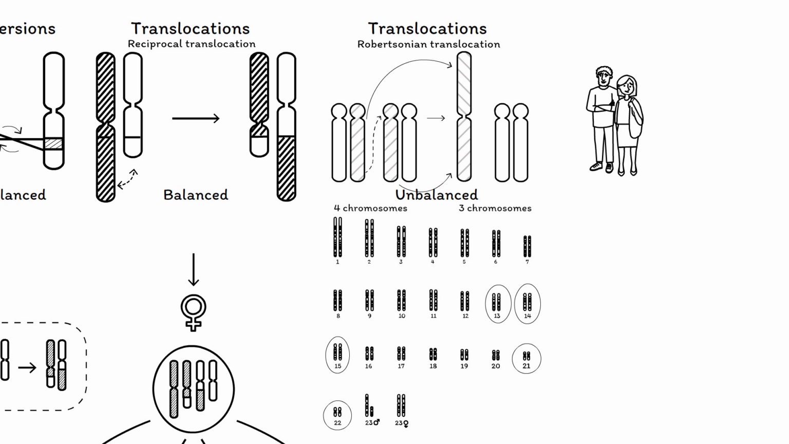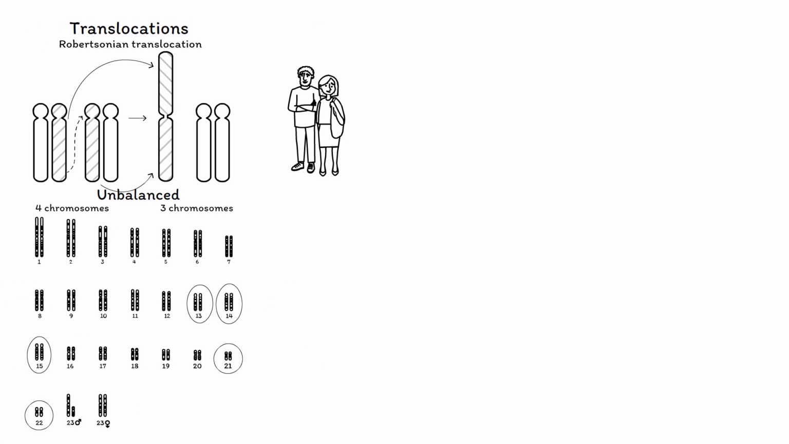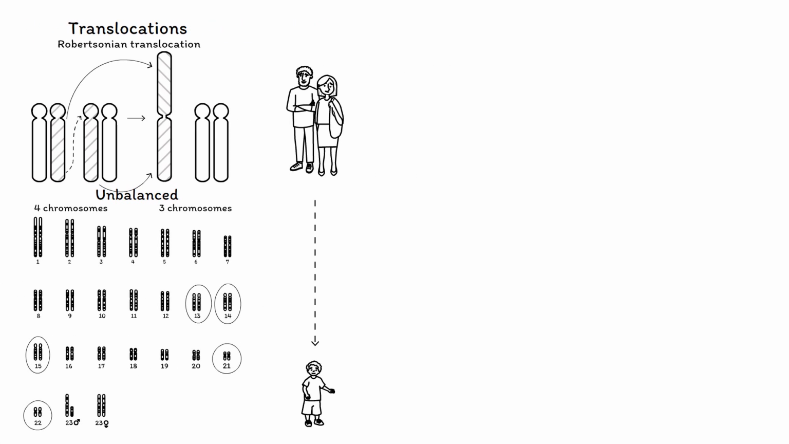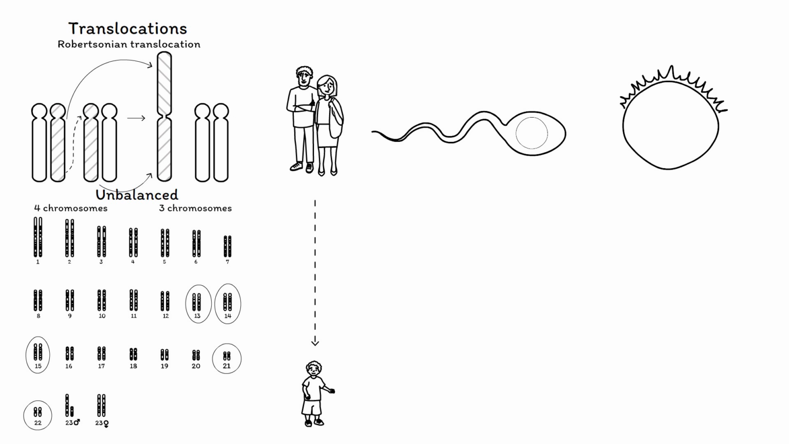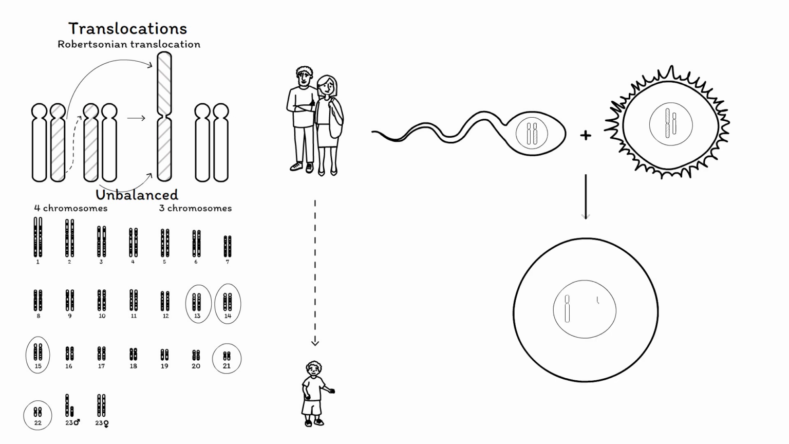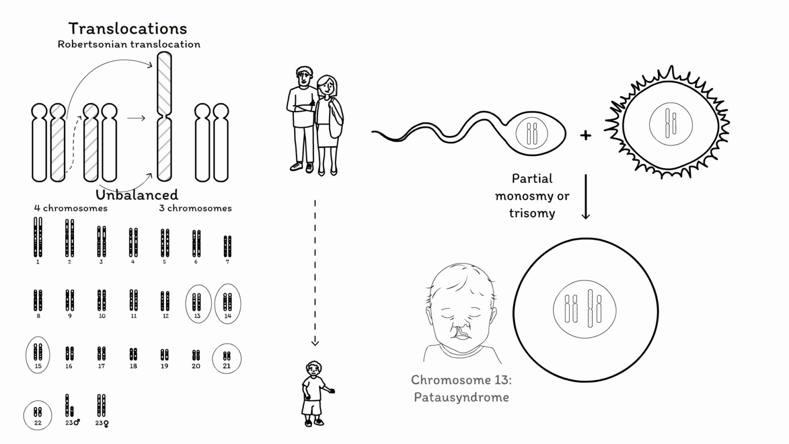Like reciprocal translocations, Robertsonian translocations may affect the offspring of carriers, since they may originate from a gamete with a missing or an extra chromosome, causing either a partial monosomy or trisomy. If chromosomes 13 or 21 are involved, this could lead to Patau or Down syndrome respectively.